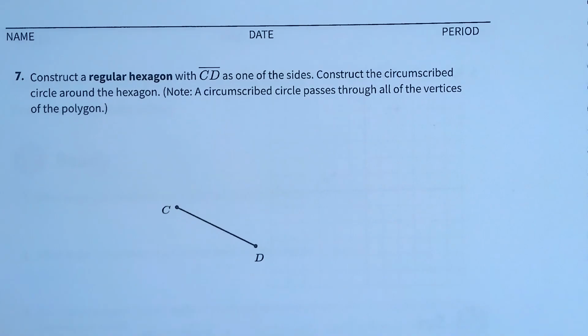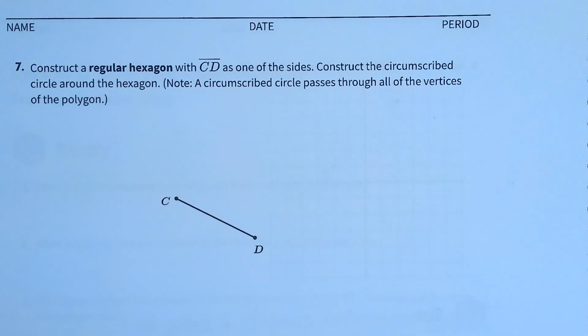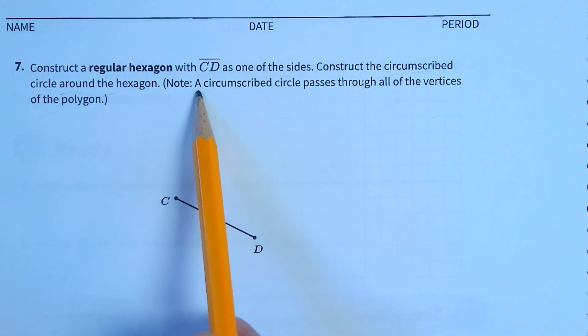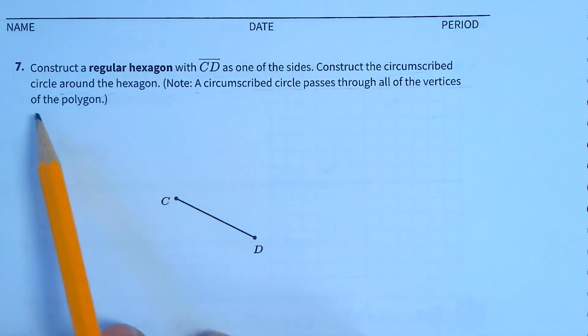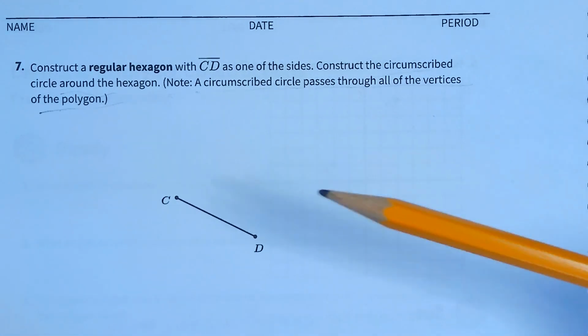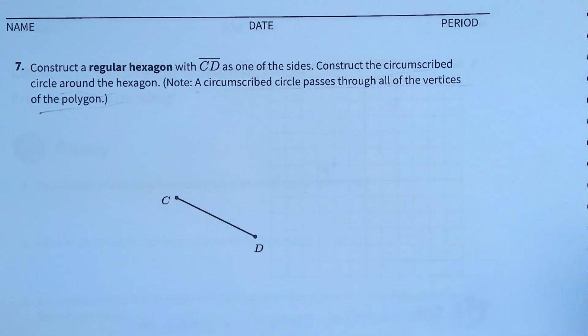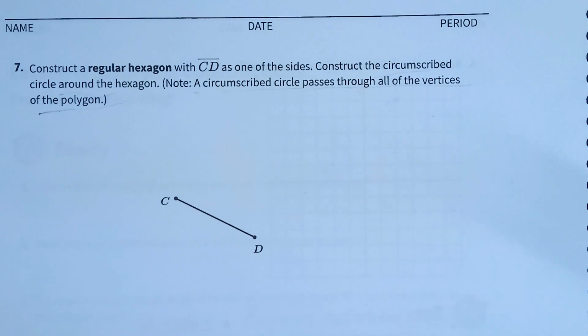Regular hexagon with CD as one of the sides. Construct the circumscribed circle around the hexagon. Note a circumscribed circle passes through all the vertices of the polygon. This is a good problem solving. Now you may not know how to do this. This is your chance to do problem solving. Problem solving is what happens when you don't know what to do. I haven't taught you how to make a hexagon without the circle to start with.